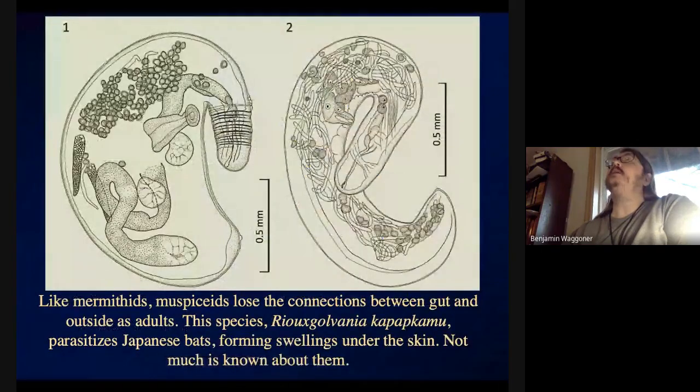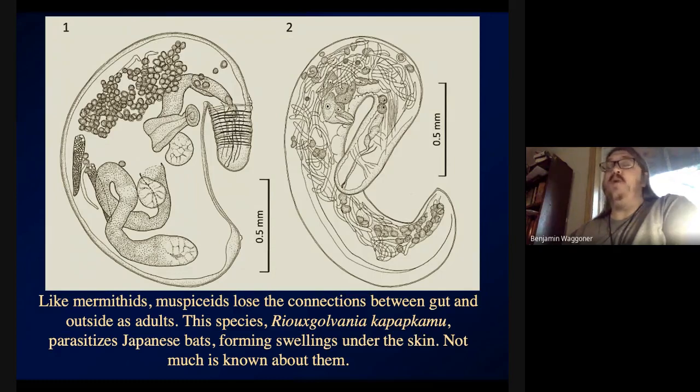The fourth group is the muspiceids, and I'll say very little about them because nobody knows anything about them. Like mermithids, when they're adults, they lose their connection between the gut and the outside. There's still the remains of a gut in there, but it is no longer connected to a mouth or to an anus. Nobody seems to know very much about them.